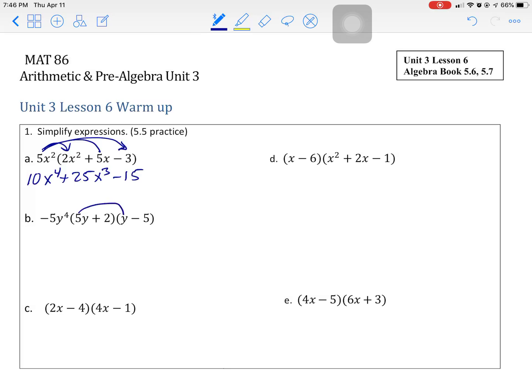This one I prefer to do this way. Y times 1, 5 times 1 is 5. Y plus y, y times y has 1 power that you're adding is 2. Make sure I say that right. So first, outside, inside, last. Combine like terms.